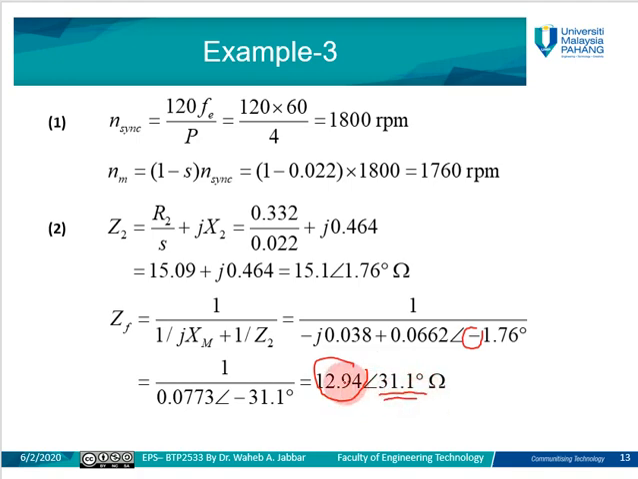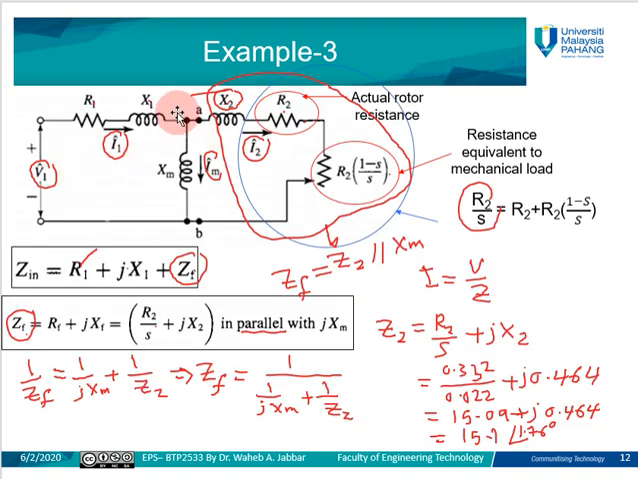But we don't want only ZF, we want to find the value of Z1, or the input impedance. Now until this point we found ZF, which represents XM in parallel with Z2. Then we need to find the value of Z1. So R1 and X1 are already given, plus ZF. It will give you the total impedance, which is R1 plus jX1 plus ZF.